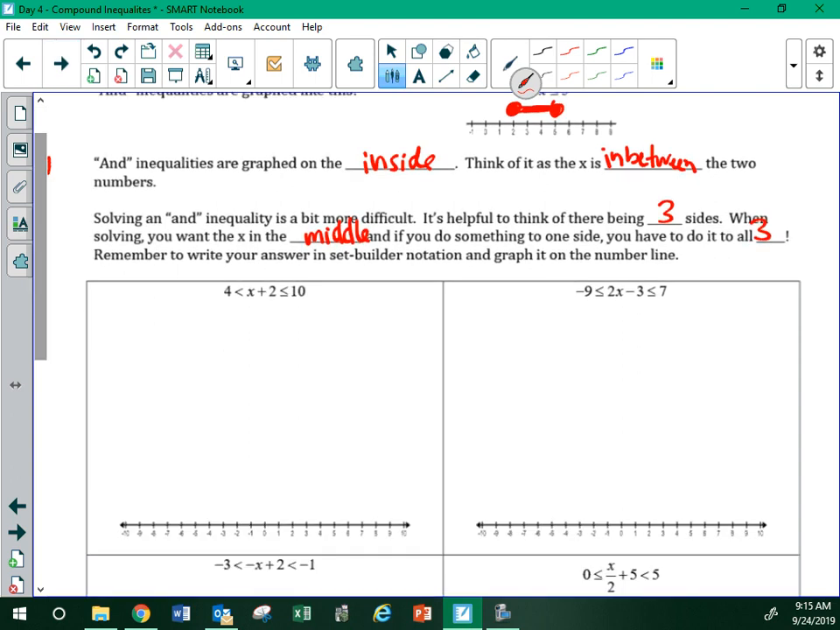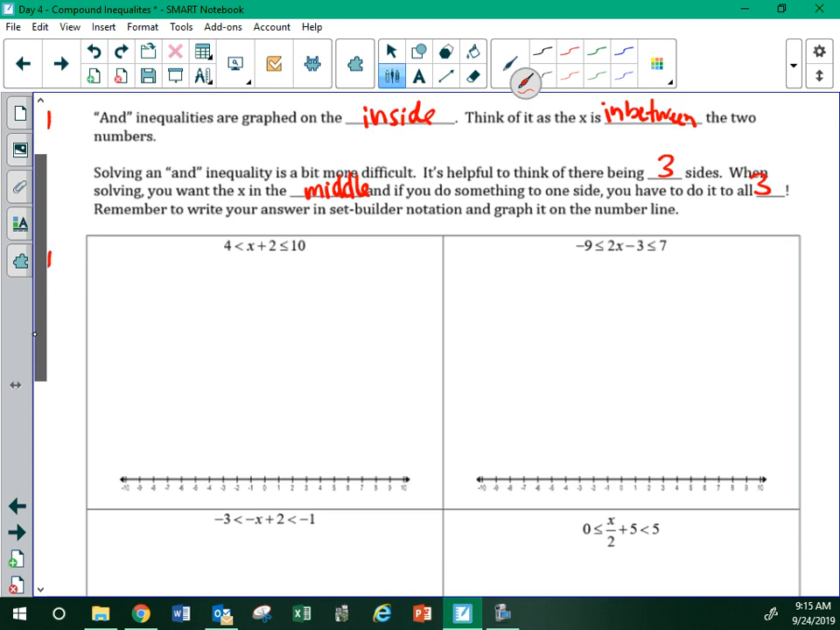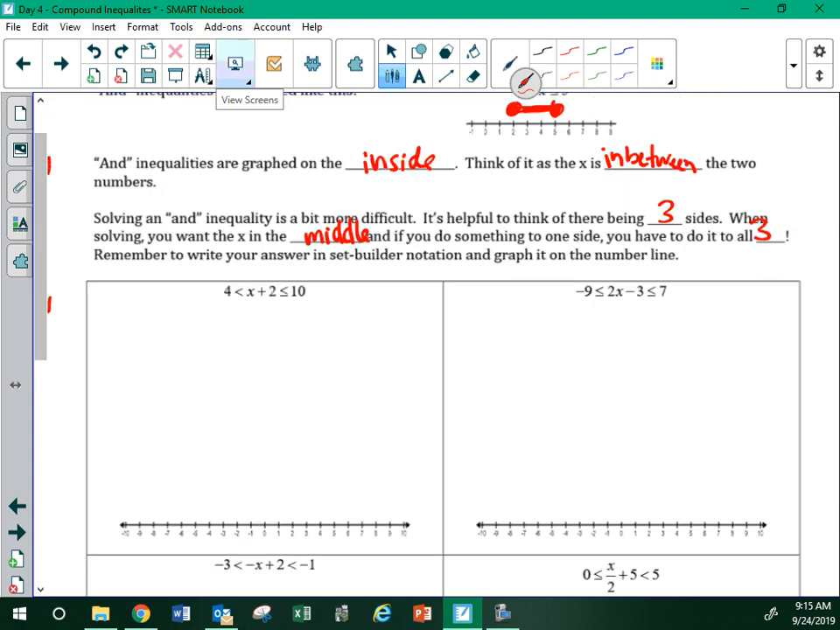Alright, so let's take a look at this first one. These really aren't bad. I like them better than the ORs because you can do your answer faster.